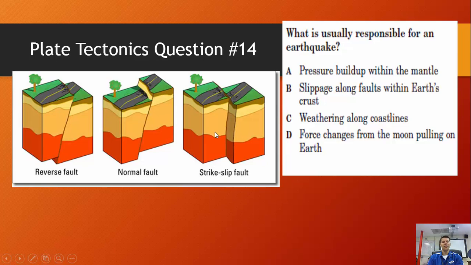Earthquakes. Earthquakes are caused by the shifting of the earth. And that is usually caused from faults. Remember, like a reverse fault where the hanging wall slides up the footwall due to a convergent boundary. A normal fault where the hanging wall slides down the one that you could actually walk up, this guy here, the footwall. That would be at a divergent boundary. Or a transform boundary where the land is being shifted side to side at a strike-slip fault. So what's responsible for an earthquake?